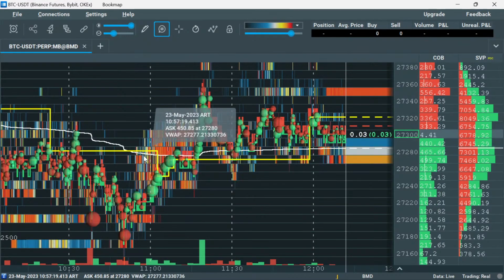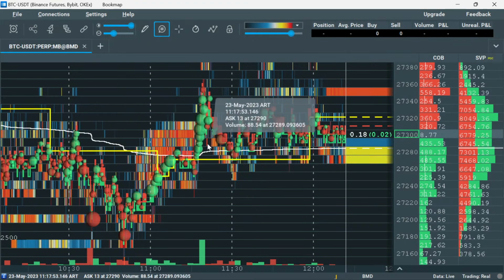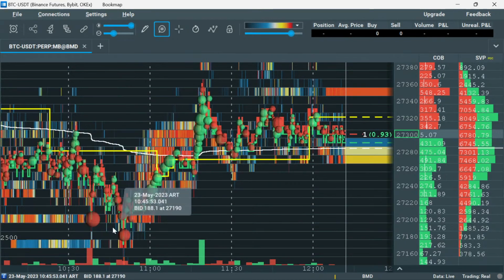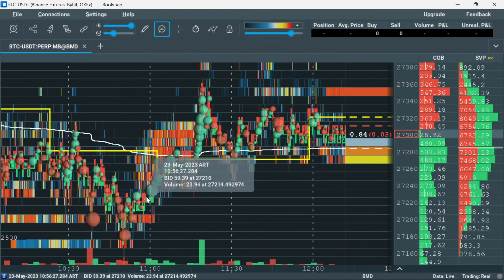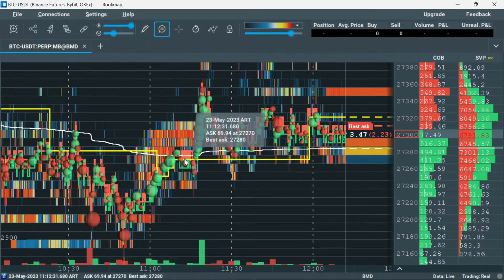Why was this a reasonable trade? Well, because price, remember, mean reversion. What is the mean? This is the mean. We were overextended below the mean. Go back to the mean because we are in a ranging market.